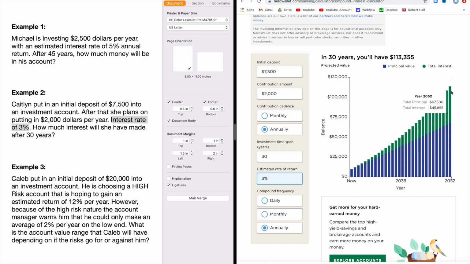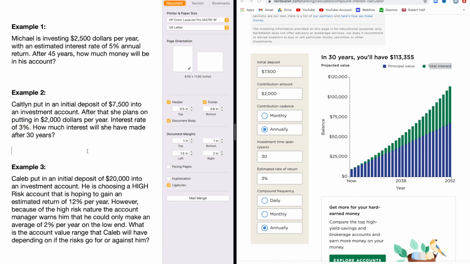However, we're looking for the interest, the total interest, which is in green. And in this case, it says principal is first. So the principal, which is blue, is $67,500, and the interest is $45,855. So just make sure when you're answering these questions, if it's asking for interest and not total account value, you know which one you're looking at. And again, interest is the green, and in this case, it's always the bottom one that they show.